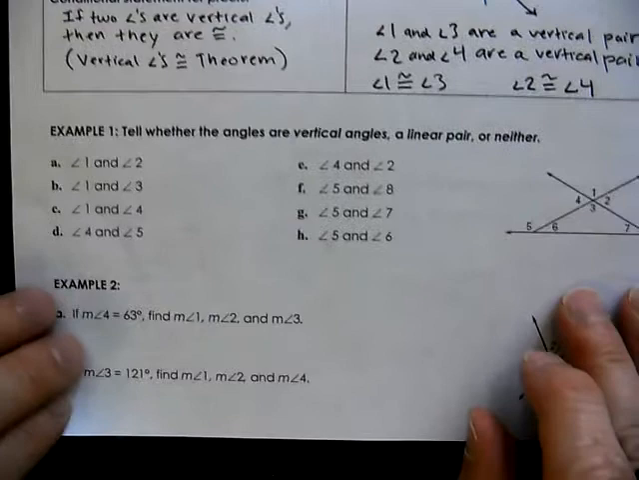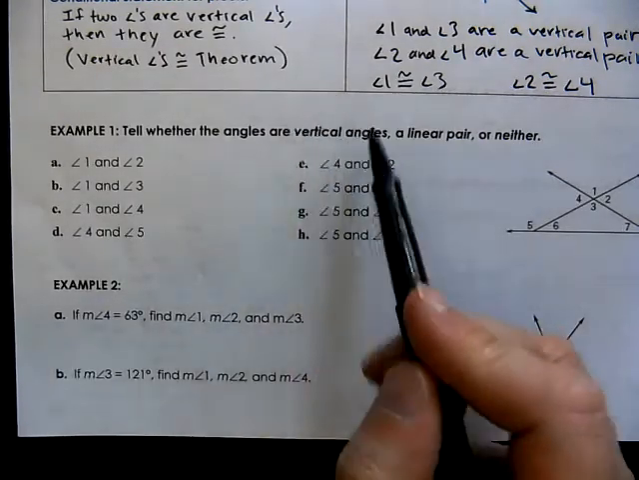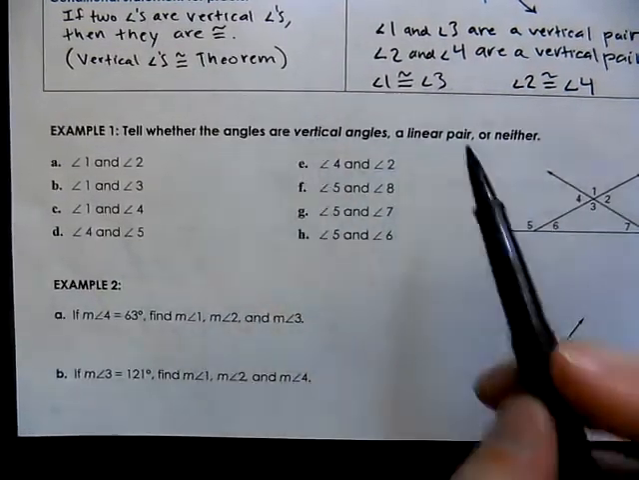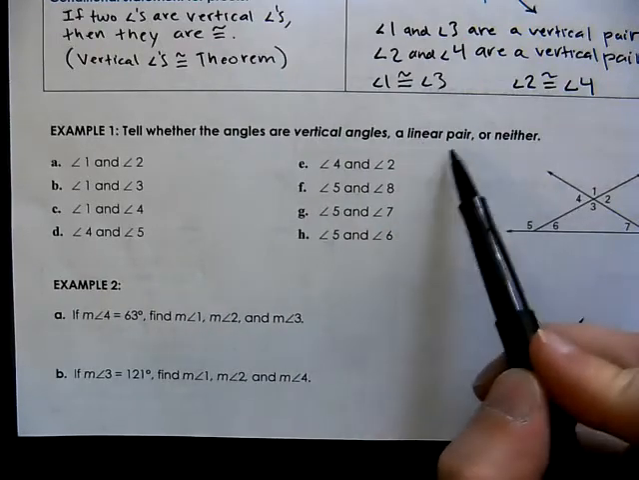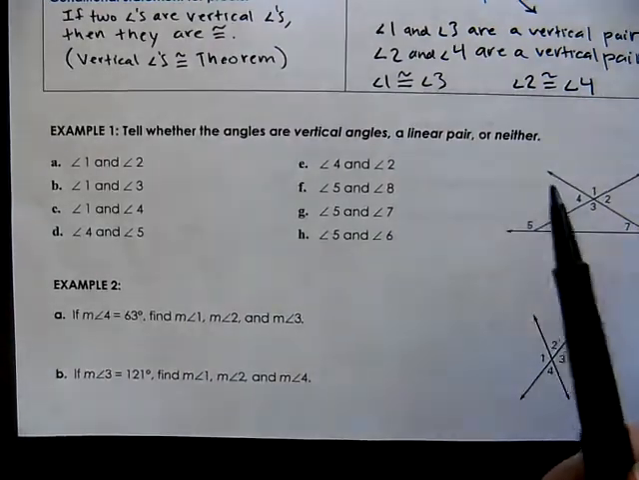So let's practice identifying whether these angle pairs are vertical angles, a linear pair, or neither. Notice we don't call this a vertical pair, we just call them vertical angles. And we don't call this linear angles, we call this linear pair. So slightly different phrasing on how we name each of those.